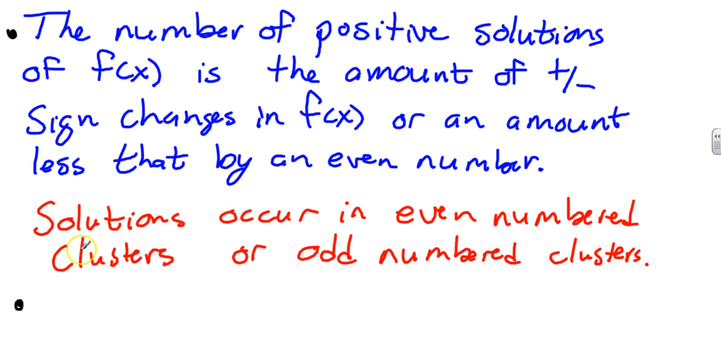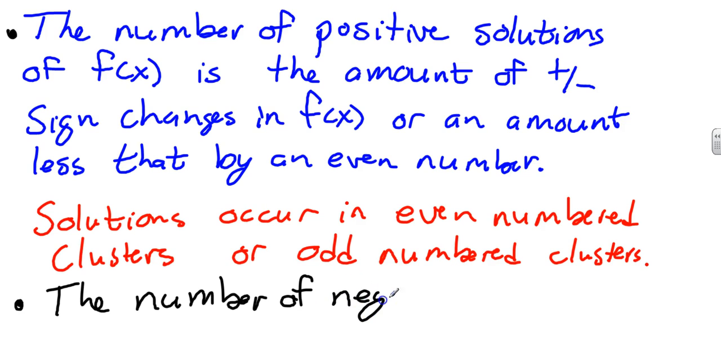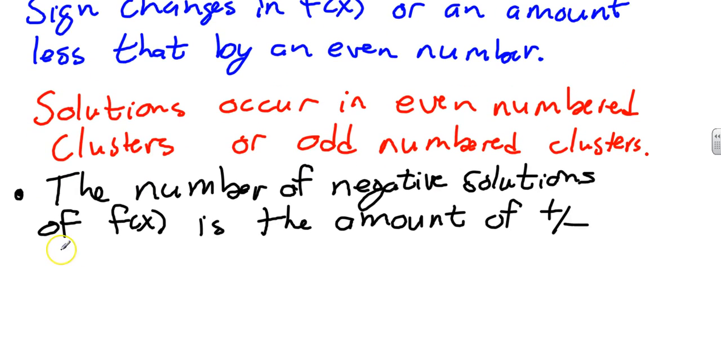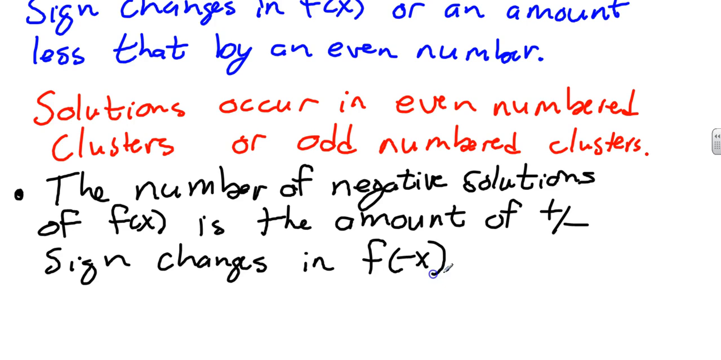The second thing, which is very, very similar. So it's the number of negative solutions of f of x is the amount of plus or minus sign changes in f of negative x. And the same rule goes that they occur in even or odd pairs. So if you had 9 sign changes, which you won't ever have, same thing. If you've got 9 grapes on there, they tell you you can only pull off 2 at a time. So you could have 9, you could have 7, you could have 5, you could have 3, or you could have 1. And if you start with an odd number, you'll never get to 0, because you can only take off 2 at a time.